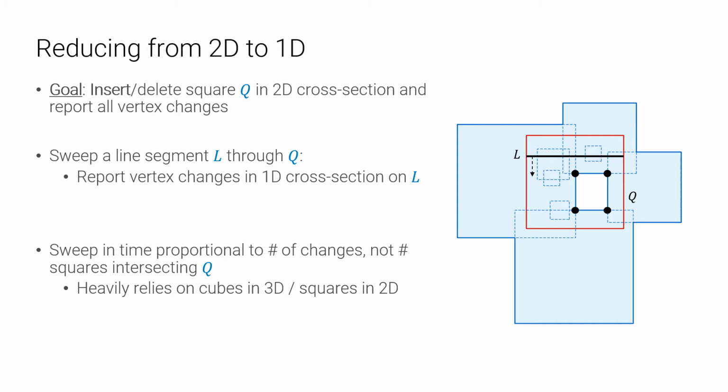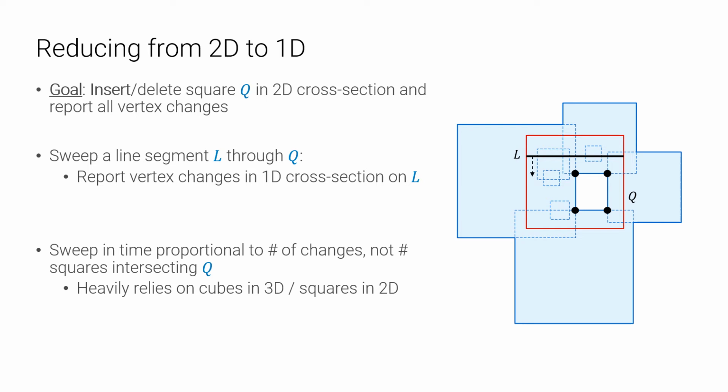So from now on, we're going to be focusing on the process of inserting a square into the 2D cross-section, as opposed to both insertions and deletions, with the reason being that the deletion is distinct but similar to insertions. The idea is similar to the previous reduction from 3D to 2D. We're going to be sweeping a line segment through the inserted square, call it Q, and we want to monitor the 1D cross-section of this line with the existing squares. And when that cross-section changes, that corresponds to a vertex to report, and we report those vertices.